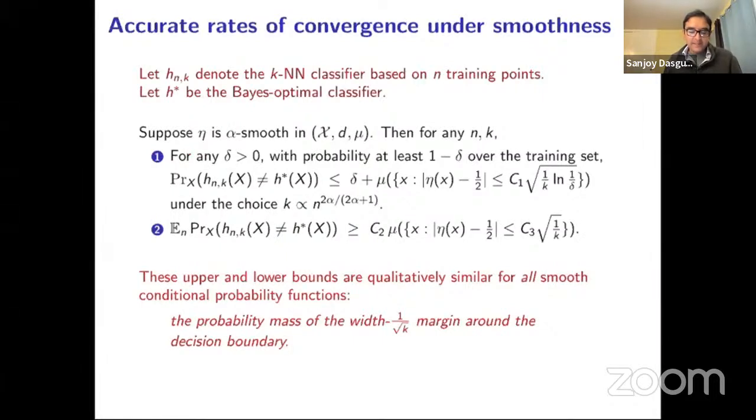So it differs from the sort of minimax-optimal analysis in the sense that it's tied at a distribution-specific level.